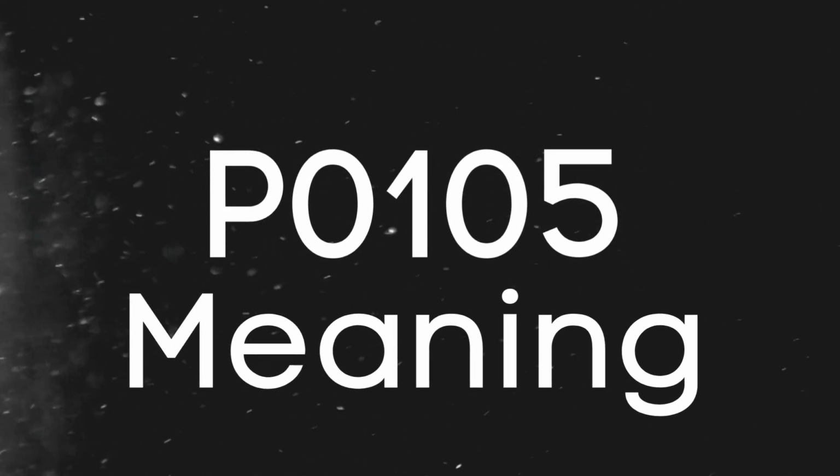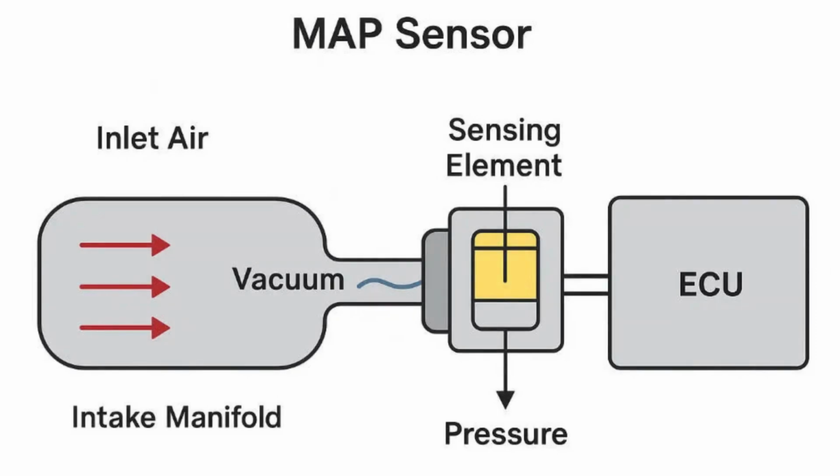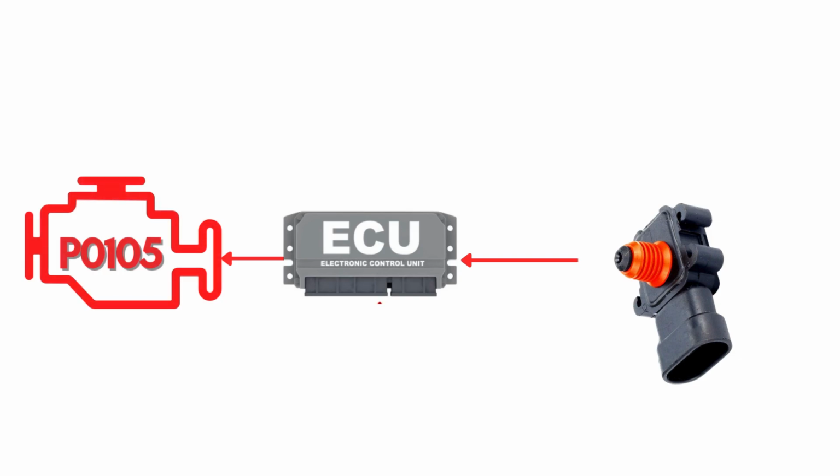First things first, let's break down what the P0105 code actually is. The P0105 code is set when your vehicle's engine control module, or ECU, detects a problem with the signal coming from the Manifold Absolute Pressure (MAP) sensor or the Barometric Pressure sensor. If that MAP sensor signal becomes missing, out of range, or inconsistent, the ECU can no longer accurately determine the amount of air entering the engine. And when that happens, it throws the P0105 trouble code to let you know something's wrong with the MAP circuit.